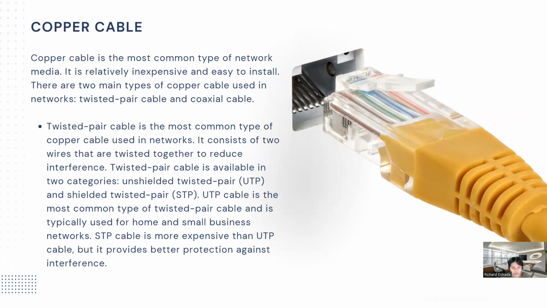And then twisted pair is available in two categories. We have unshielded twisted pair and shielded twisted pair. So UTP cable is the most common type of twisted pair cable and is typically used for home and small business networks. STP cable is more expensive than UTP cable, but it provides better protection against interference.